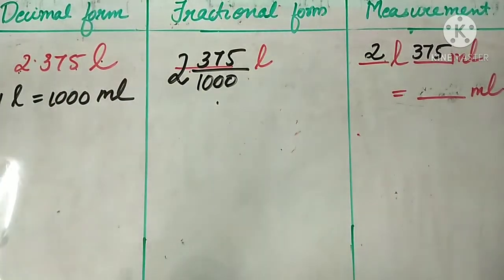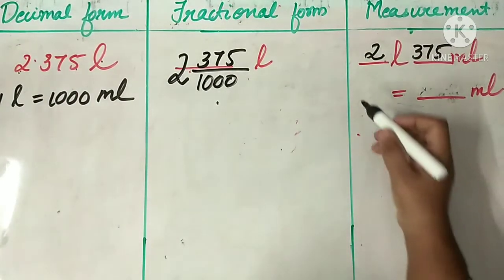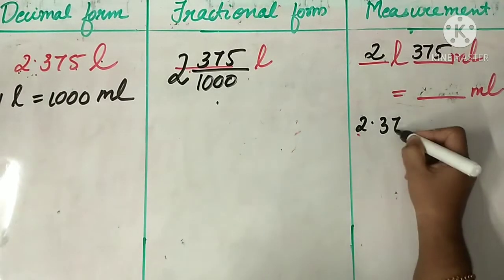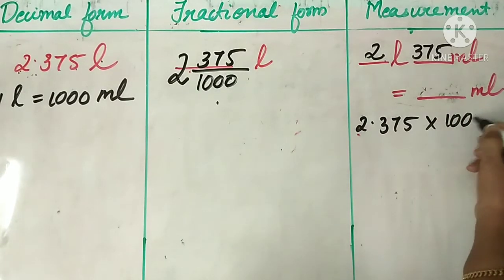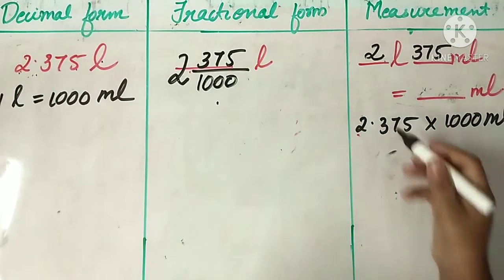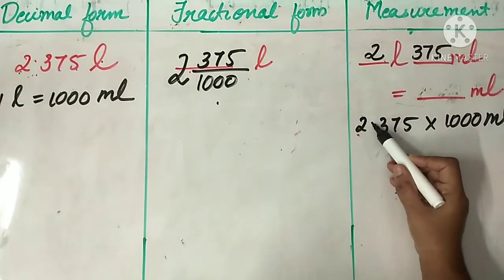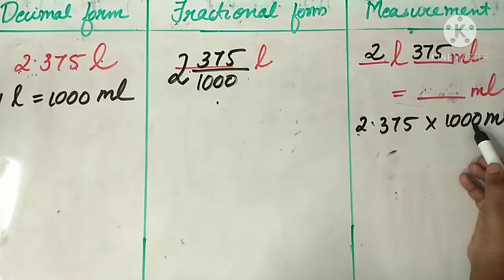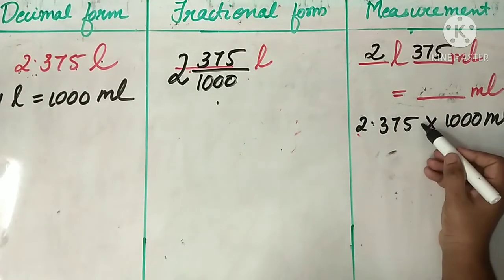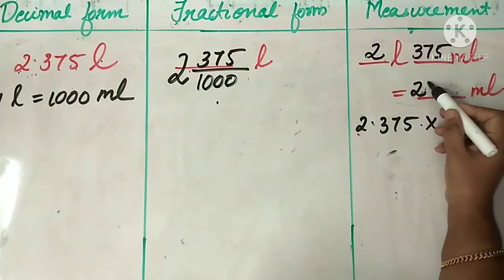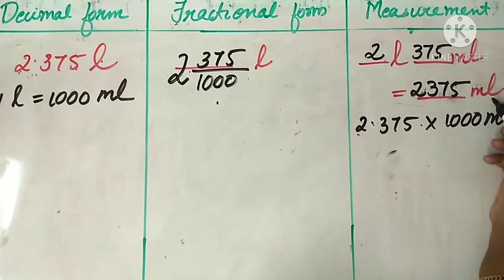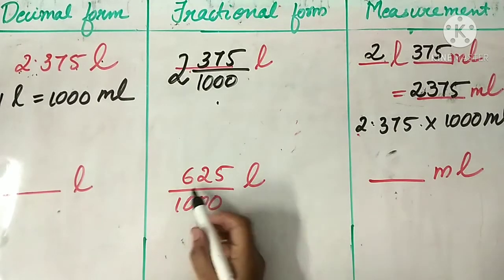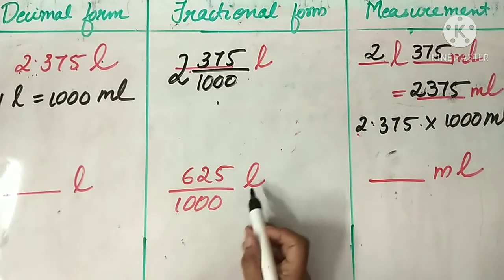We know 1 liter is equal to 1000 milliliter. So to convert this into milliliter, what do you have to do? You have to multiply it with 1000. 2.375 into 1000 milliliter equals, we have to make the point jump 3 times to the right side, since here there are 3 zeros. So when the point jumps to the right side 3 times, the answer is 2375 milliliter.